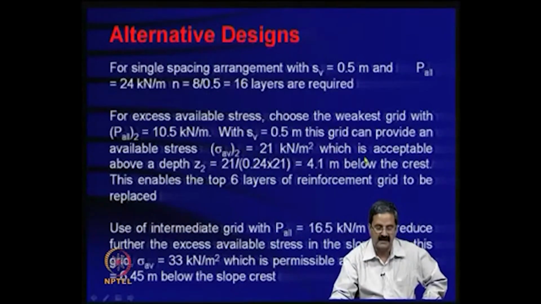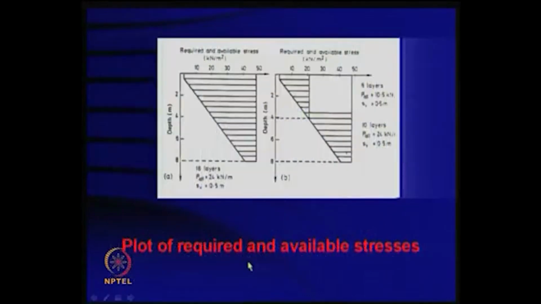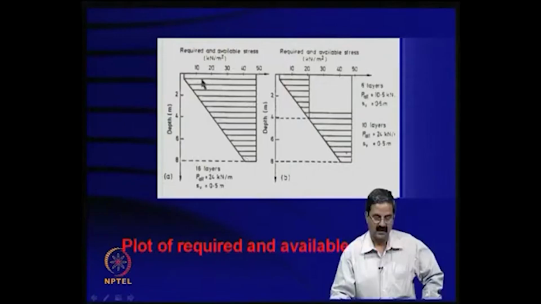In some cases, as I said, you have two other materials also. I said just 10.5 is one thing, and you can also use, at the top, because you may not have a lot of stress at the top, a weaker material with the same spacing, and also an intermediate one, 16.5, can be used. I will just show you the diagram. What it means is that if you are using this depth versus the required and available stress, this is what is required and this is what is available. You can see that 48 kilonewtons is available.